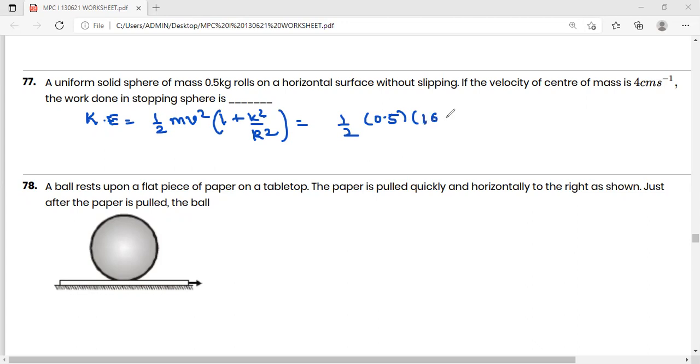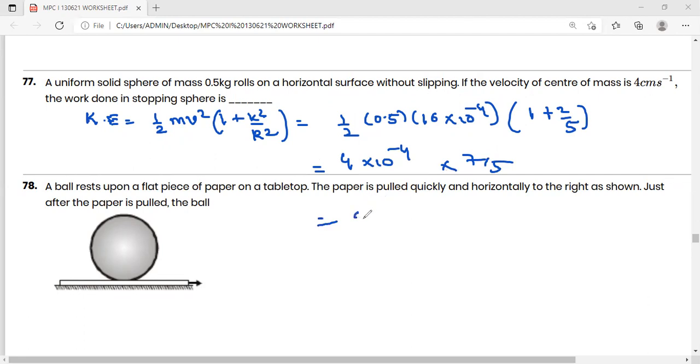V square in the sense 16 into 10 power minus 4, into 1 plus k square by r square for a solid sphere. For a solid sphere, the formula is 2 by 5 mr square, na? So k square by r square will be 2 by 5. We can just calculate this. 16 by 2 only, 8 into 0.5, 4 only. So 4 into 10 power minus 4 into 1 plus 2 by 5, which is 7 by 5. So totally 28 by 5. 28 by 5 will be 5.6 into 10 power minus 4 joule. This is the kinetic energy.